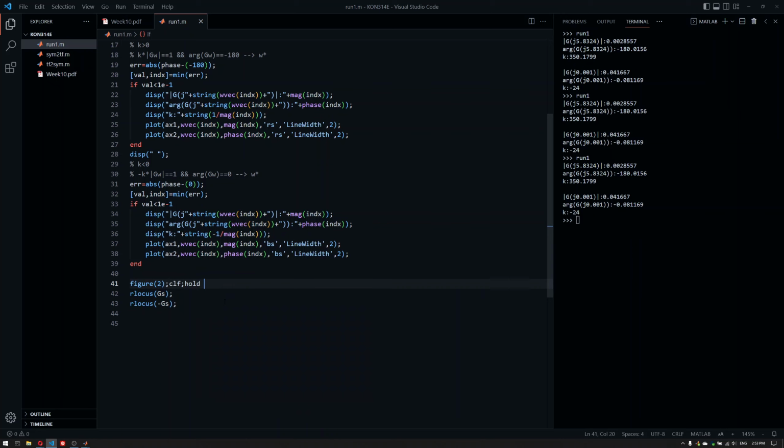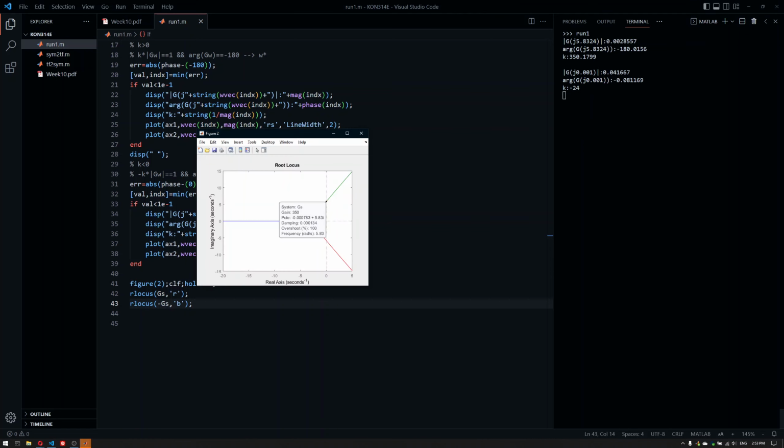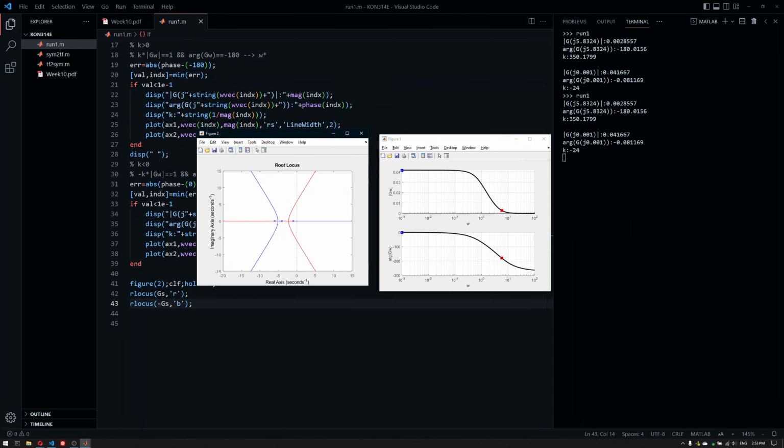Hold on, maybe we can give it a color, red and blue to match the colors, maybe. So there we go. On the red one, we can get the upper bound. On the blue one, we can get the lower bound.